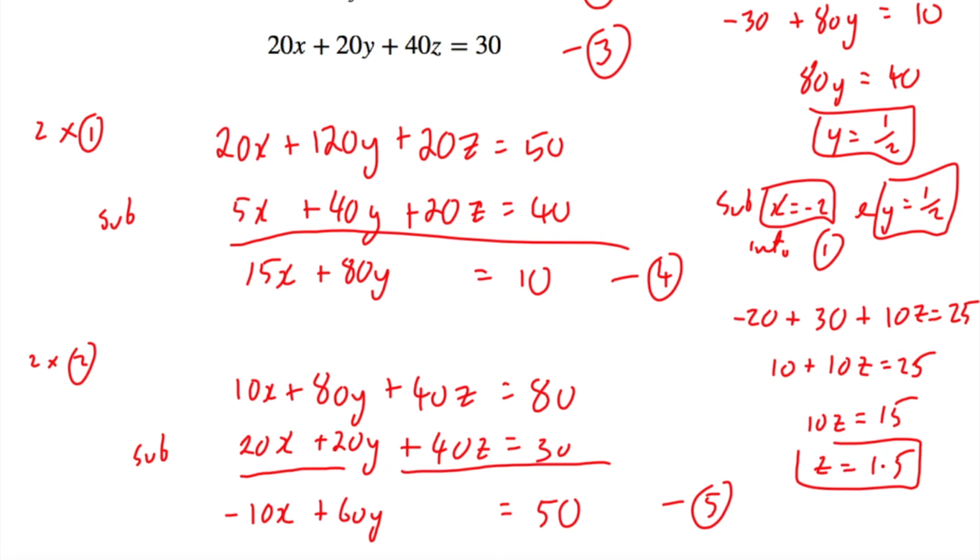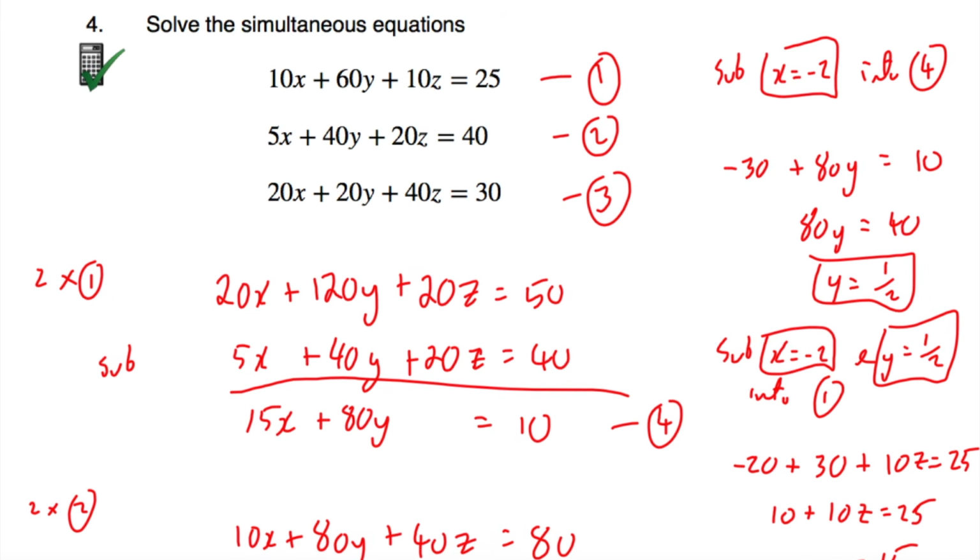Let's check in 3. I'm just going to write up here. I'm going to change the color of ink here to blue just because we're checking here. So we're going to sub x equals negative 2, y equals a half, and z equals 1.5 into the equation. And we've used equation 1, so I'm going to choose equation 3 here.